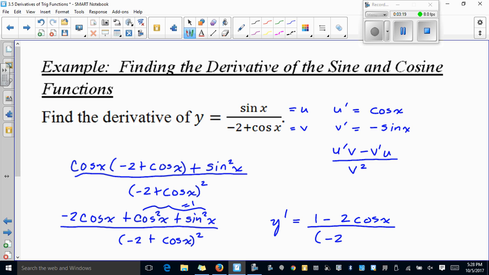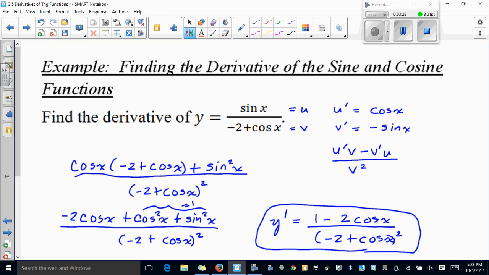Now, again, if you get this far, you're correct. But on the multiple choice version of the test, they will clean this up, and you need to know how to do this. Okay, let's try another one.